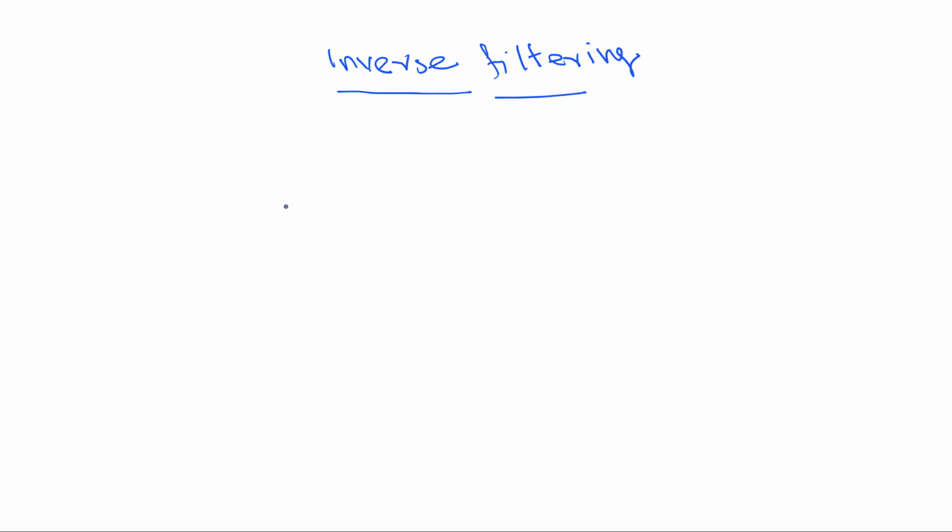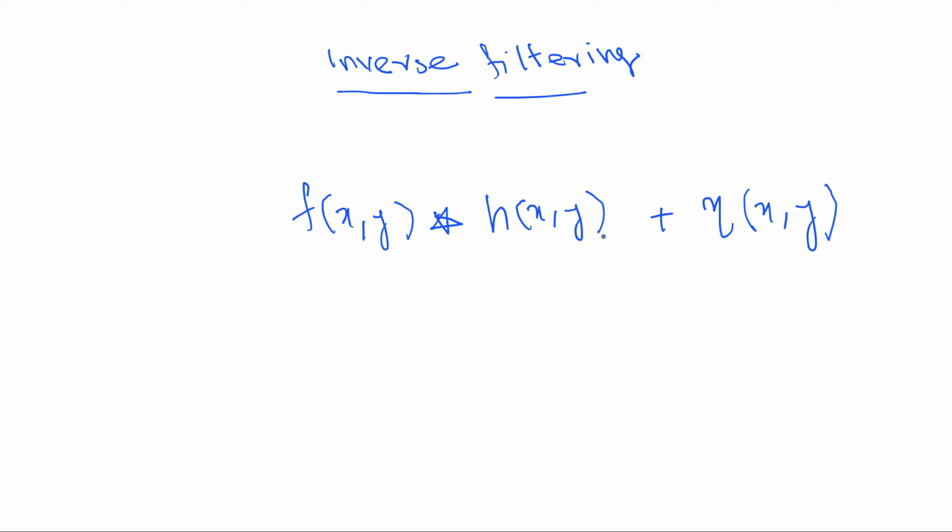In the previous lecture we have seen that suppose we have an image f of xy, and if I convolve it with a degradation function h of xy, and add an additive noise eta of xy, then I will get a resulting image. We will call it the degraded image, and represent it as g of xy.